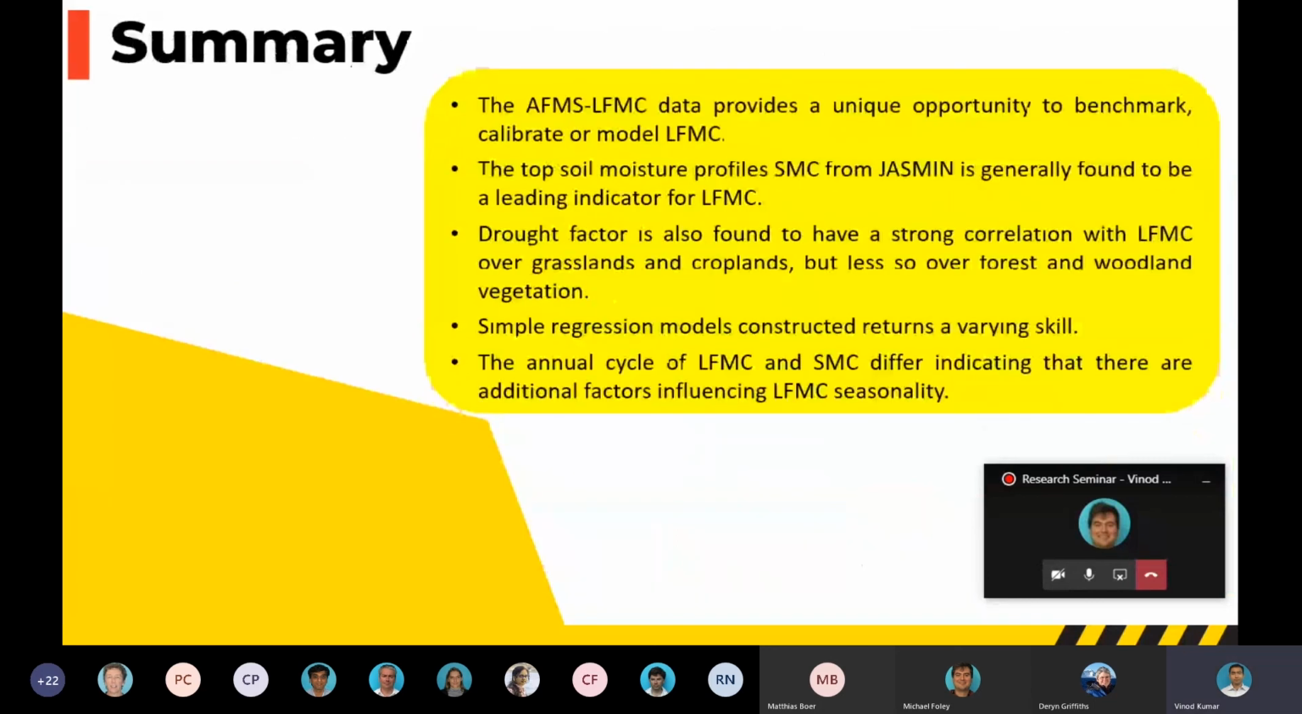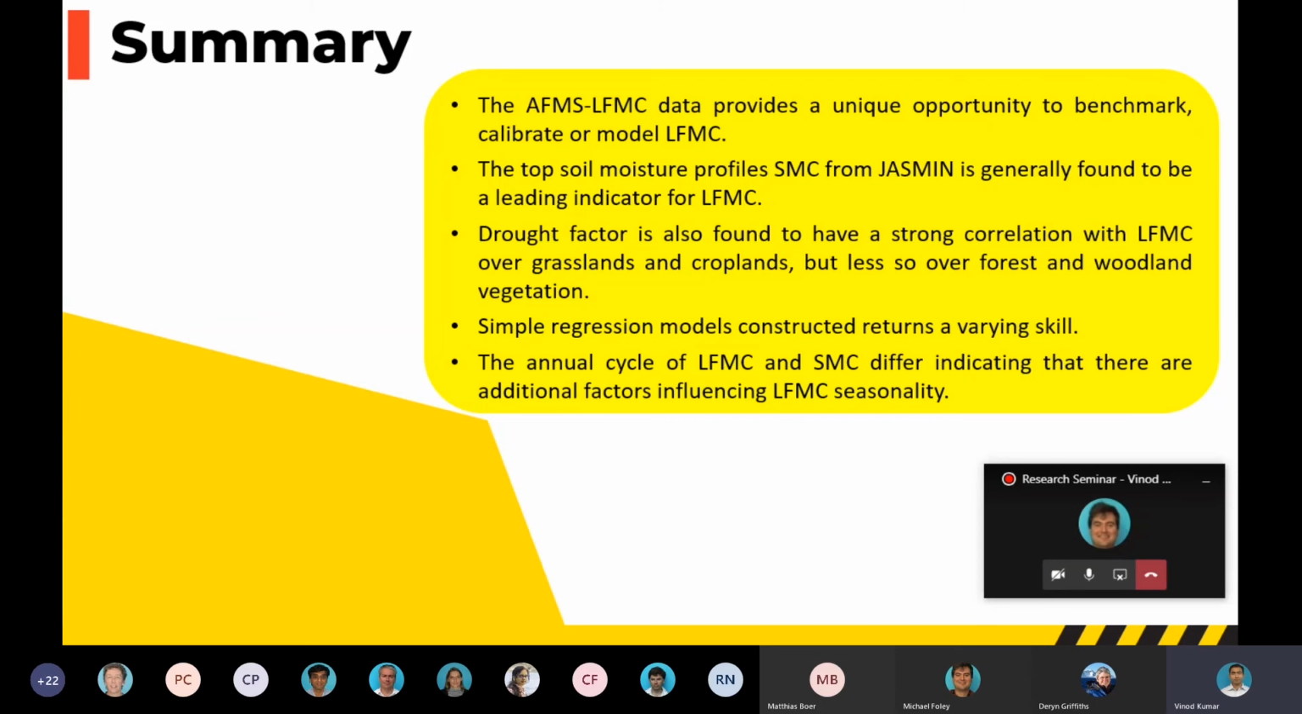So in summary, the Australian Flammability Monitoring System live fuel moisture content data provides a very good opportunity to benchmark, calibrate, or develop models for live fuel moisture content data. It's a high resolution data set.